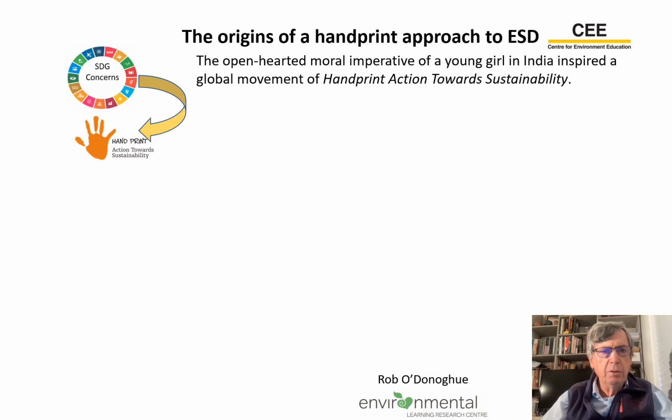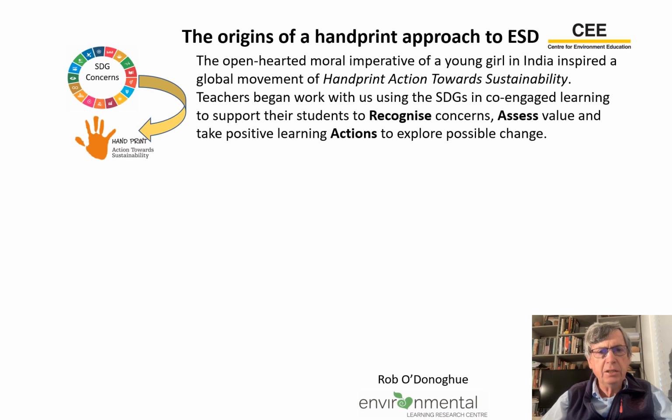As it became a global phenomenon, it began to grow out of the idea of a footprint as a negative impact and a handprint as something positive that could be done. And teachers began to work with us using the Sustainable Development Goals in co-engaged learning that was much more aligned to the interests and feelings of the students, to support their students to recognize concerns, to assess value, and to take positive learning actions to explore possible change.